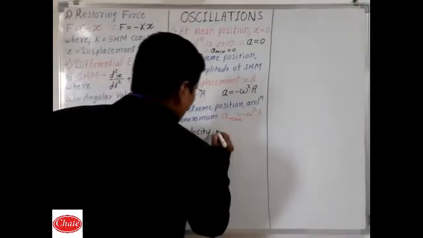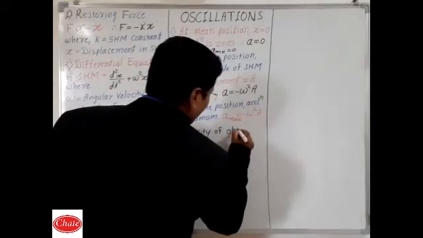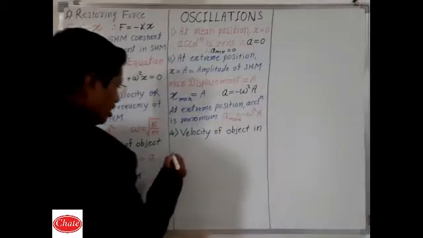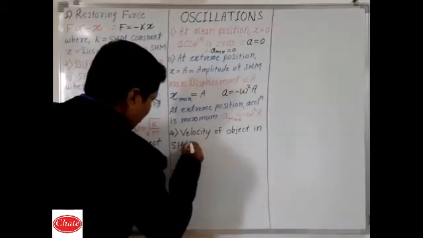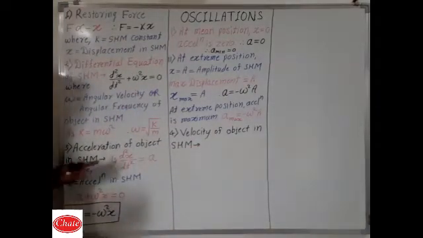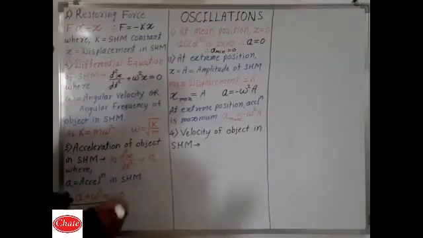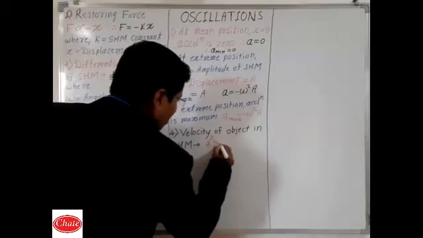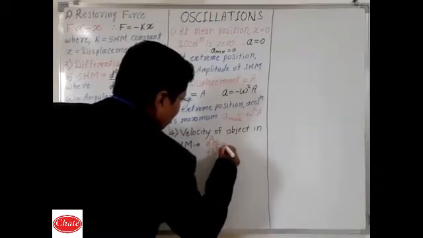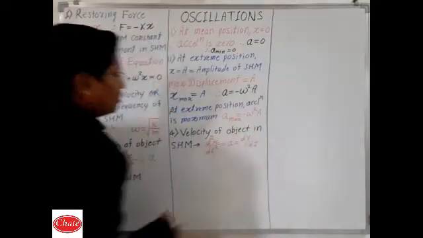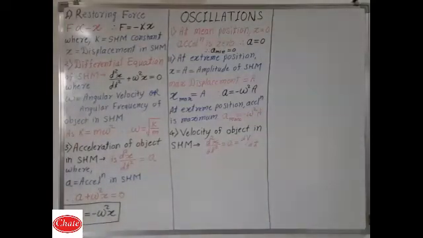Velocity of object in SHM. ठीक आहे. मग velocity of object तुम्ही कसं लिहू शकता बघा. d square x by dt square म्हणजे a आलं. d square x by dt square is equal to a is equal to dv by dt. मग velocityचं इक्वेशन काय आलं?